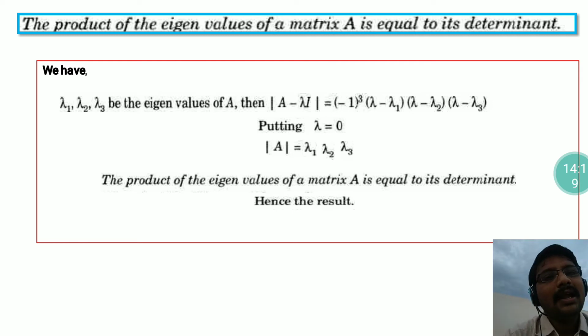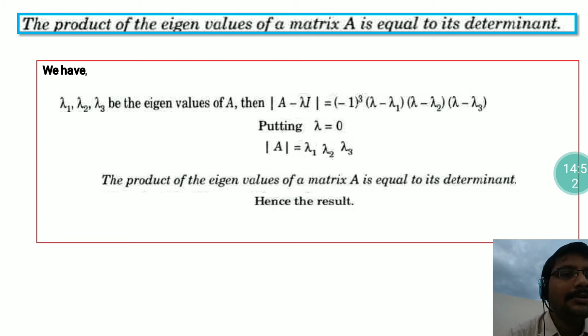So here we have lambda 1, lambda 2, lambda 3 as the eigenvalues of A. Then we have determinant of A minus lambda I is (minus 1) whole cube into (lambda minus lambda 1) into (lambda minus lambda 2) into (lambda minus lambda 3). By putting lambda equal to 0, on the left hand side we have determinant of A minus 0 I. 0 I means 0. That is determinant of A, which is equal to, putting lambda equal to 0 on the right hand side, we will have (minus 1) whole cube, which means minus 1.